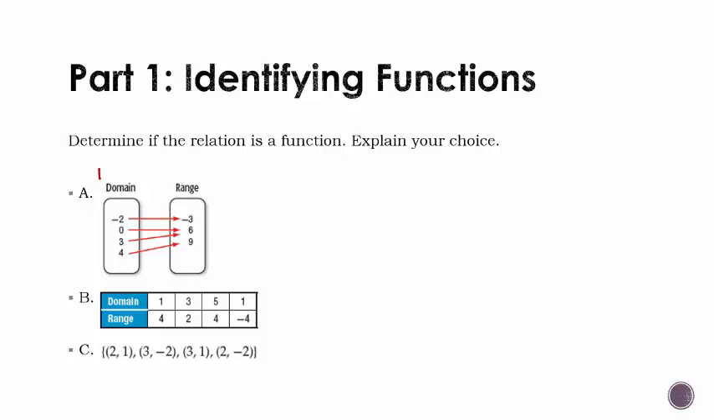Another easy way to remember this is think of this as pizzas and this as houses. You can have 2 pizzas go to the same house. That's totally okay. This is a function. We have one output for each input.